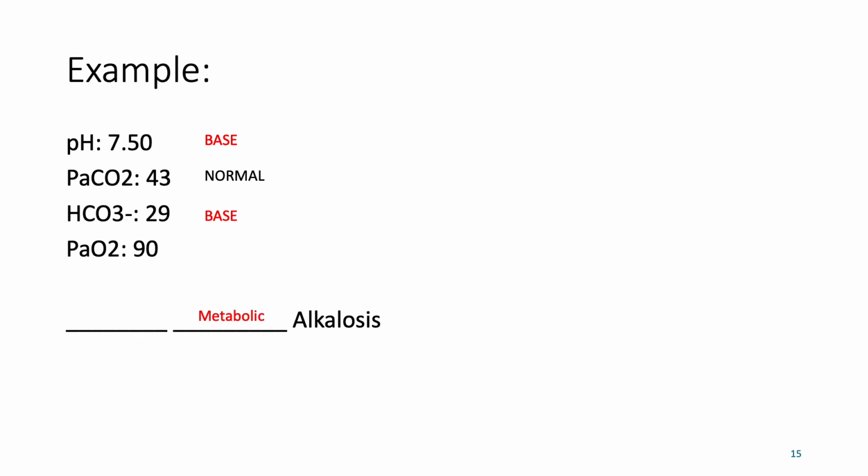Now, did the lungs try to help? Is my CO2 labeled as the opposite? Is it labeled as acid? Nope, it's just normal. So it's not trying to help, it's not trying to compensate. So we have uncompensated metabolic alkalosis, and my oxygenation looks normal.